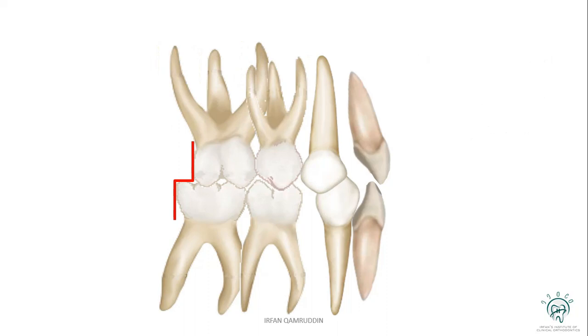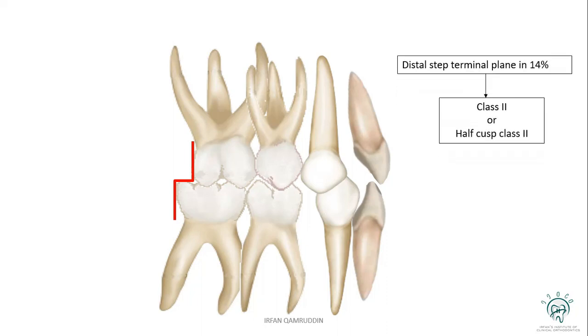Another kind of relationship is the distal step, which is very much similar to the class 2 occlusion in permanent dentition. That is why it can result in class 2 full cusp or half cusp in permanent dentition, and this is found in 14% of the population.